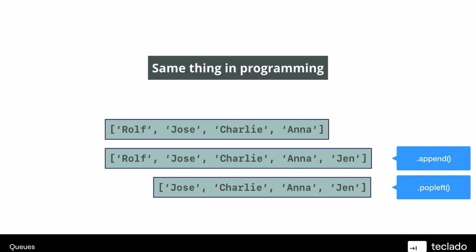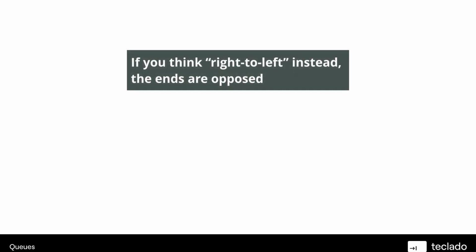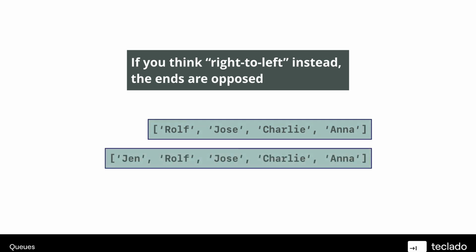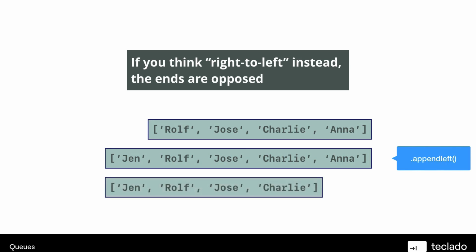So the structure here that I'm talking about is called a double-ended queue. I'm going to talk about that in a minute. But for that double-ended queue, the pop left will remove the leftmost element. Append will do the same thing as for a list. And if you think right to left instead, if you sort of turn it around, then the ends are opposed, and you've got this list to begin with. You can append something on the left, and of course that would be called append left. And you can remove something from the end, and that's just called pop.